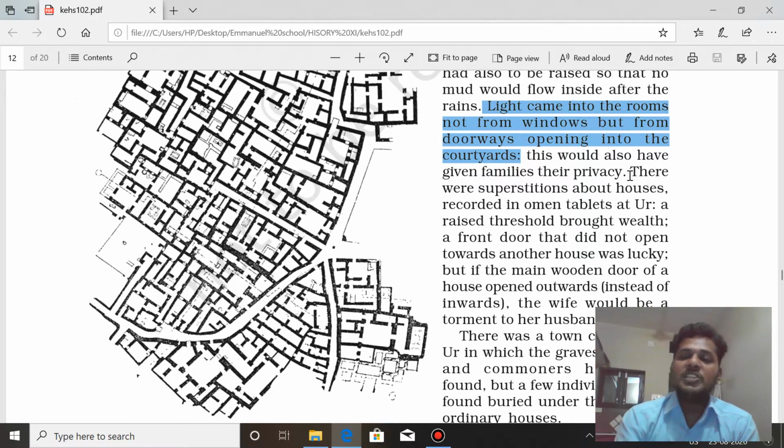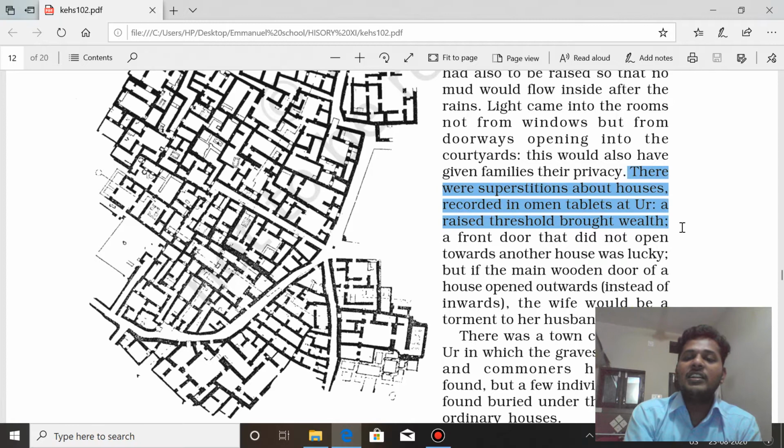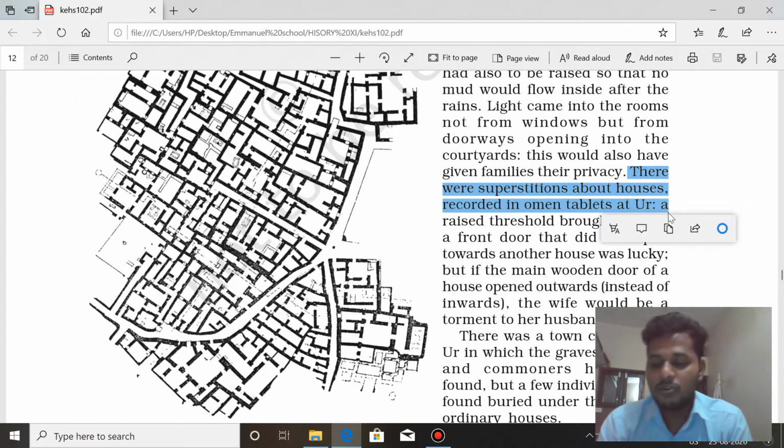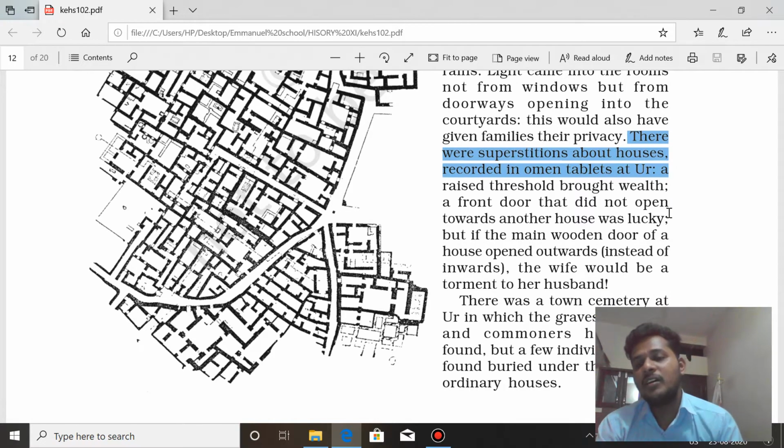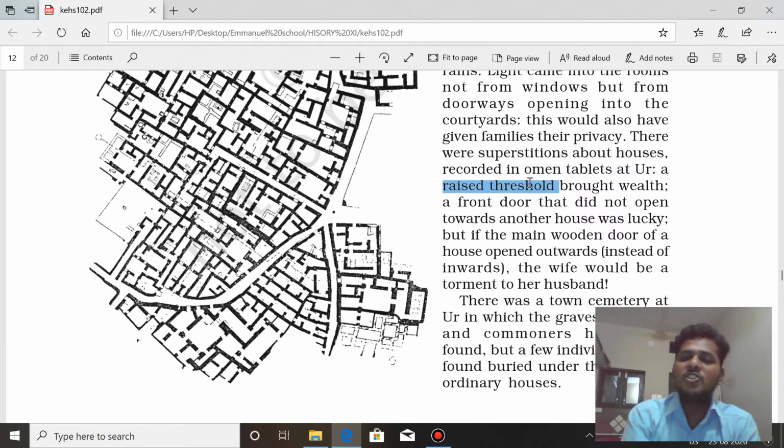There were superstitions about the houses recorded. There were some superstitions recorded in omen tablets at Ur, giving some fortune, some foretelling about the future. So there were some superstitions. What are the superstitions about the houses of Ur? One is a raised threshold brought wealth.